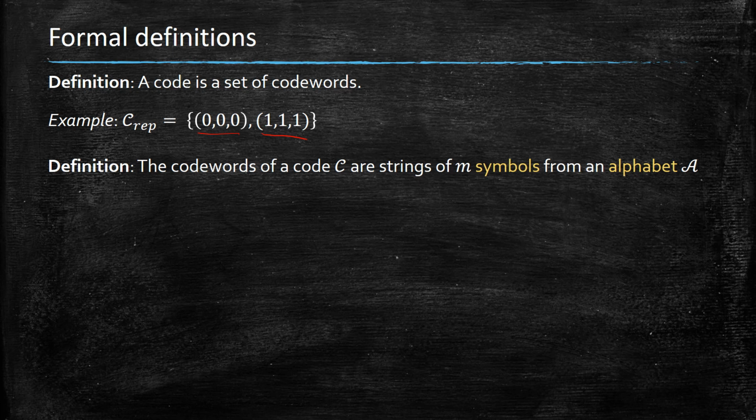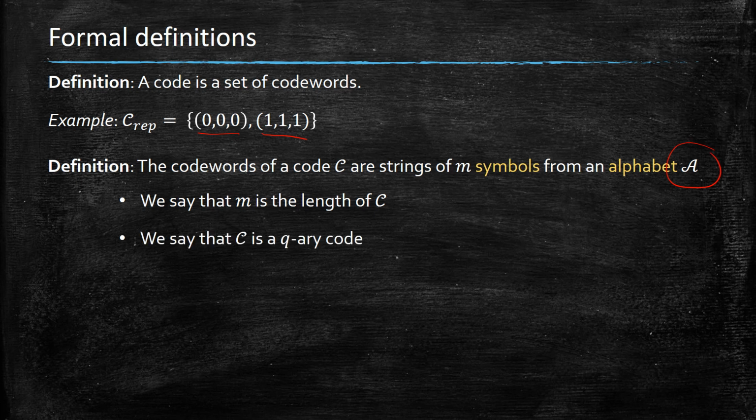Now the code words, what are they formally? They're strings of symbols on an alphabet. So here we have two more notions that we have to define. So the alphabet is going to be a set of symbols, of course. So for example, here our alphabet is 0 and 1. Okay, and M is the length of the code.